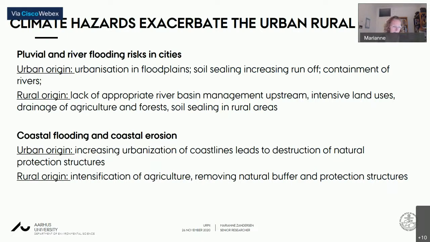If we look at the coastal flooding and coastal erosion, in terms of the urban origins here is the increasing urbanization of coastlines. Traditionally, our urban centers have been focused close to water, coast or rivers, but that really has led to a destruction of natural protection structures. And in terms of the rural origin, the intensification of agriculture and the removal of natural buffer and protection structures also enhance the risks of coastal flooding.